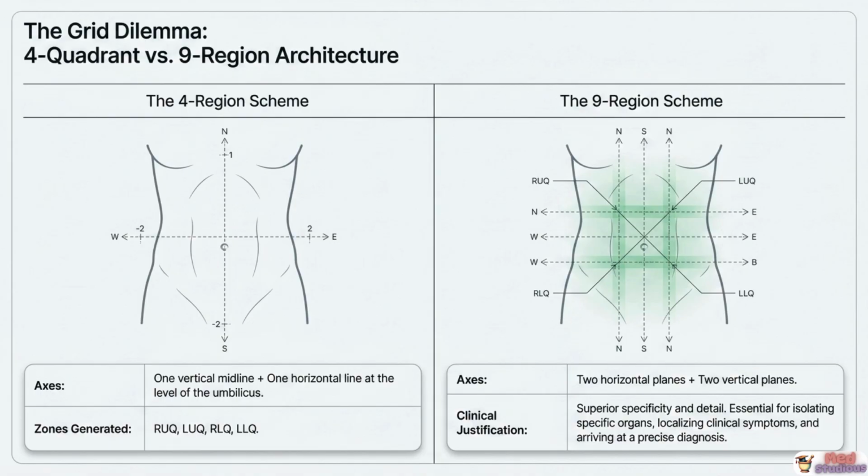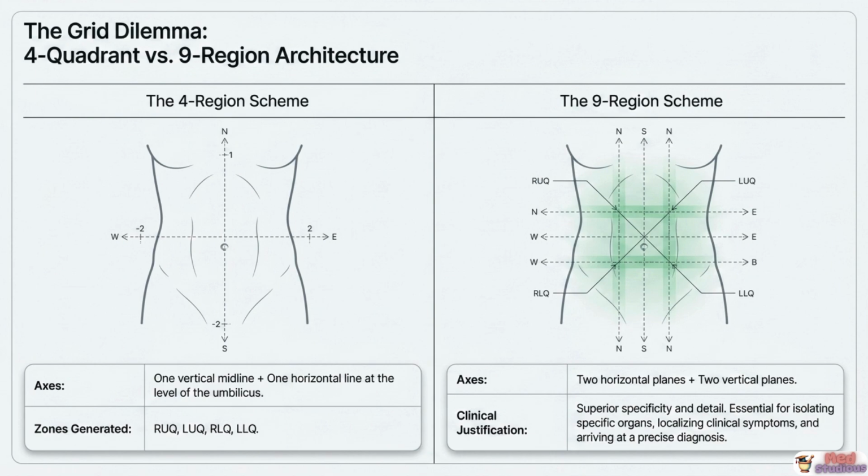The 4-region scheme uses just 2 planes, one vertical midline running from the xiphoid to the pubic symphysis, and one horizontal line at the level of the umbilicus. This creates 4 quadrants: right upper, left upper, right lower, and left lower. This system is fast, intuitive, and universally used for rapid bedside assessment, such as noting that a patient has pain in the RLQ, immediately suggesting appendicitis.